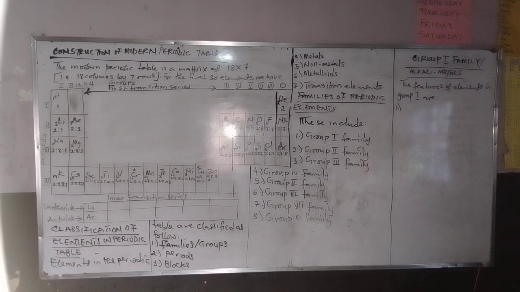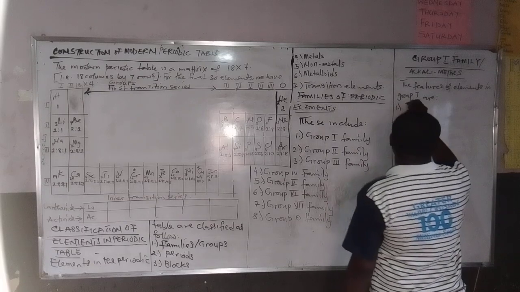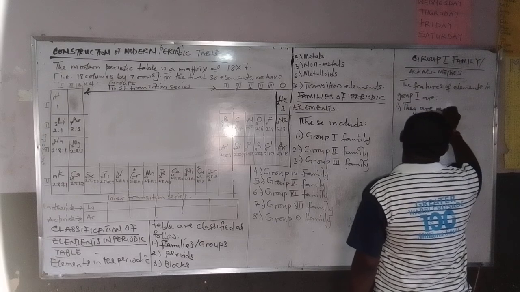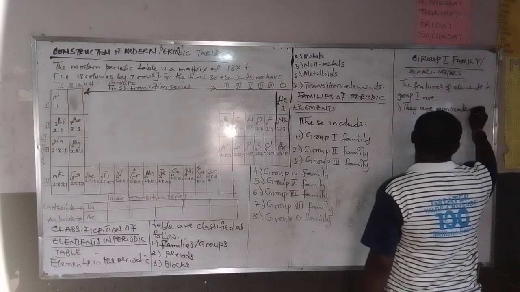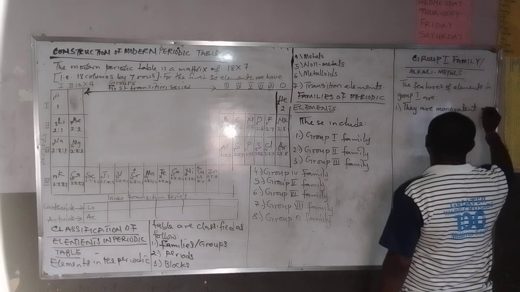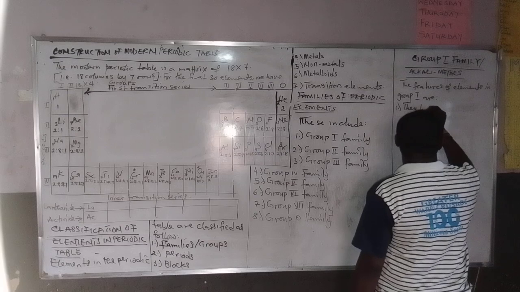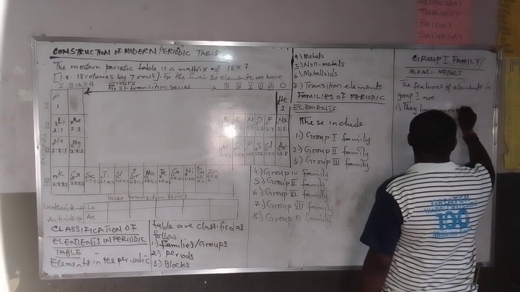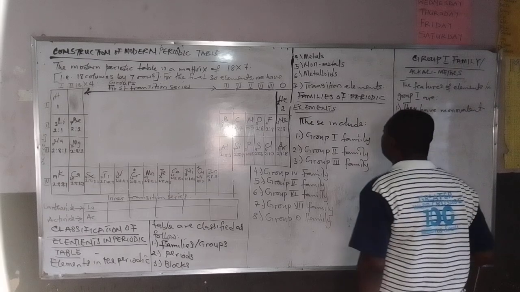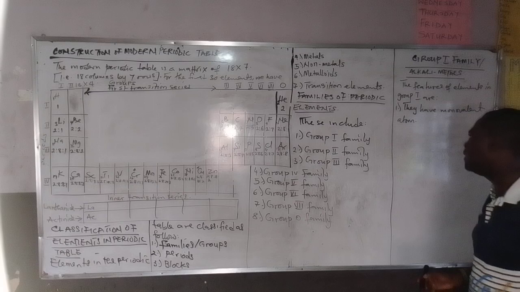So now, number 1 thing to know about them is that they are monovalent. They have monovalent atoms. What does that mean? When they form ions, they carry one positive charge.